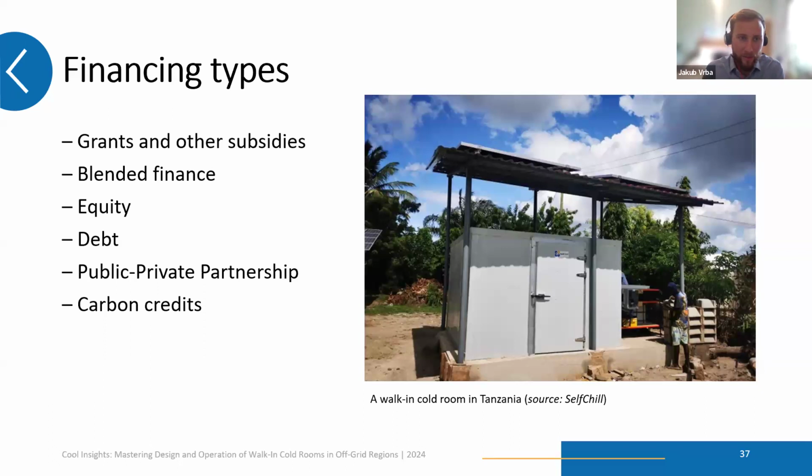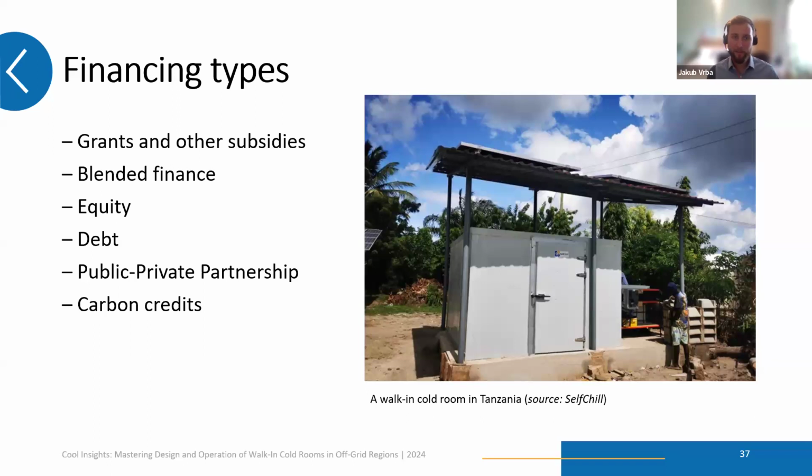Now, pure commercial equity is usually quite rare in the solar powered cold room space so far. There's pretty much the only example of Series C that Ecozen managed to secure last year. So they secured 25 million US dollars, and that's been the biggest commercial investment in the solar powered cold room space so far.